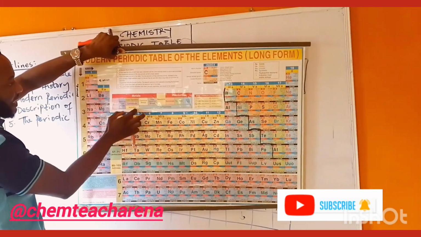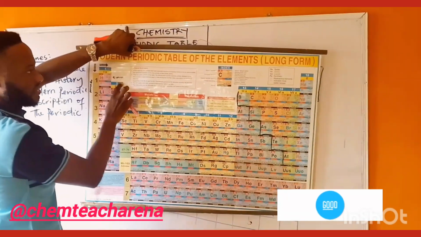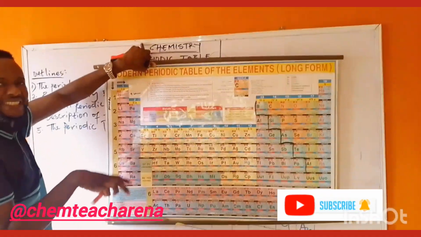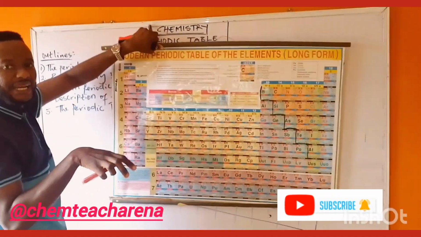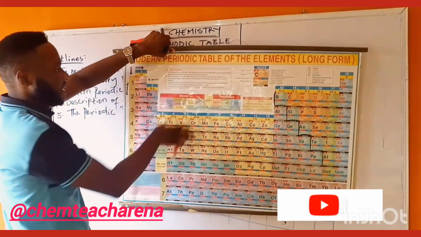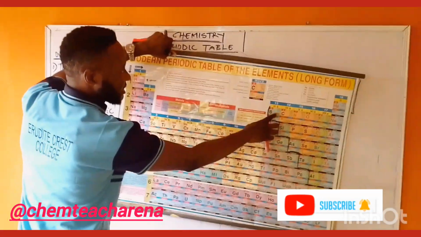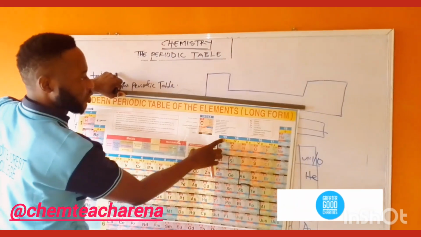Now, when you get to this, from this group 3, you can see the group 3 is not on the same level with this one, but it was brought down because they are the transition metals. They are the transition what? Metals. Then this continues from here, group 13, which is group 3 here. Look at it, group 13 here.